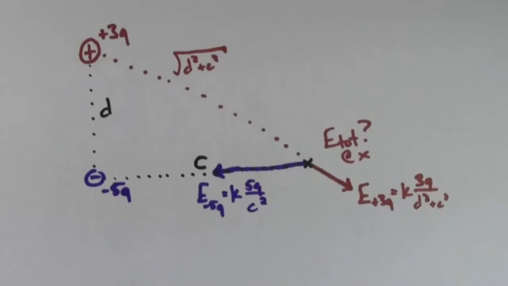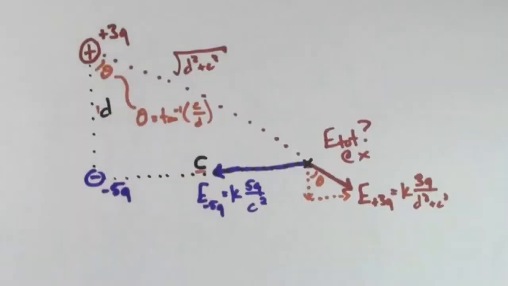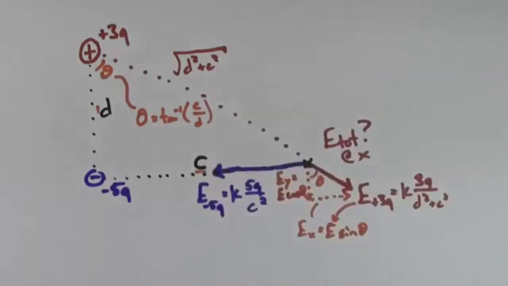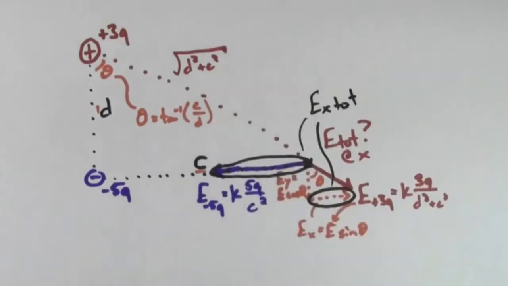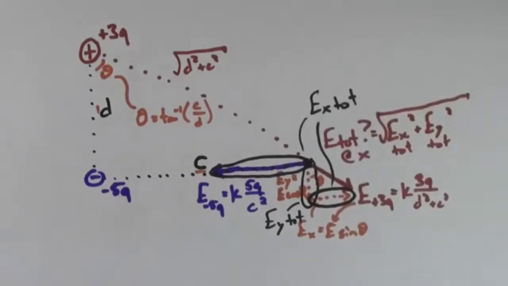Now break up any diagonal vectors into x and y components. You may have to find the angle involved in the problem by using some trigonometry like inverse tangent. The horizontal piece here is going to be E sine theta, and the vertical piece is going to be E cosine theta. Now take that x component and subtract the contribution from the negative 5q charge since that points leftward. This gives you the x component of the total electric field. Since there is only one y component, this is going to be the y component for the total electric field. Now you can use the Pythagorean theorem to find the magnitude of the total electric field vector at that point in space.